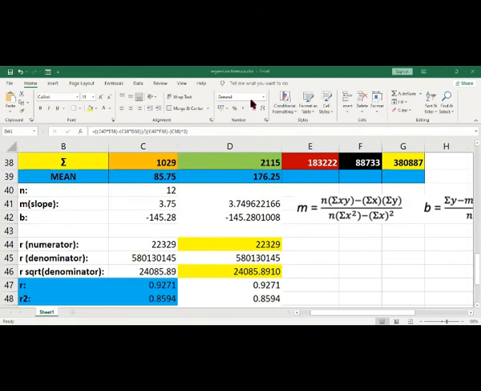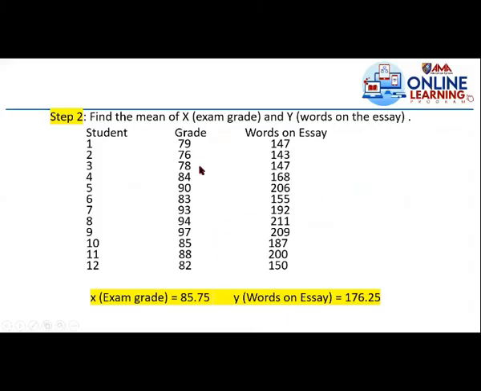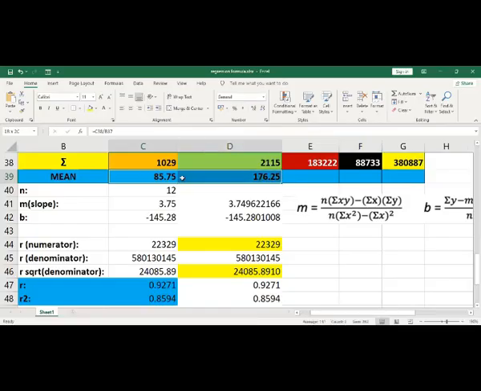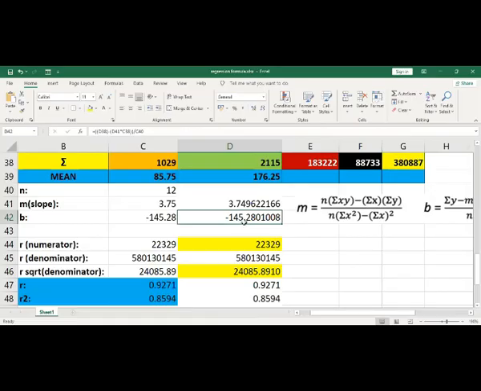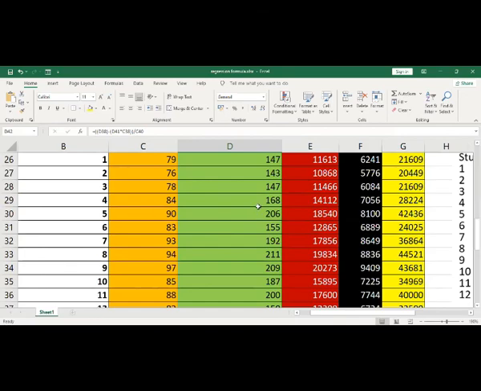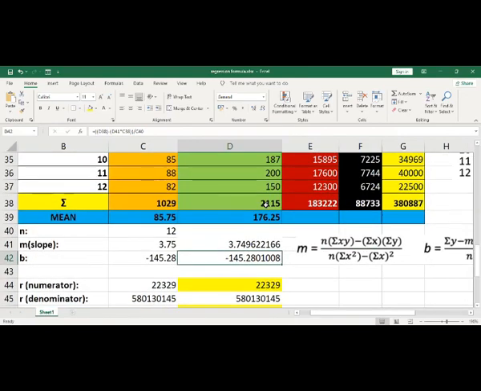Balik tayo. Nakuha din natin yung mean ng exam grade at saka words on the essay. So let's see, no, nakuha ba natin yung mean? Yes, ito. Kuha natin yan. Next is, nakuha ba natin yung B? Yes, nakuha din natin. Which is negative 145.27. Balik tayo sa Excel. Negative 145.28 kasi nga hindi tayo nag-round off. Ito sigurong sa slide nag-round off siya. Kaya medyo off ng 0.01 but it's okay. Okay?